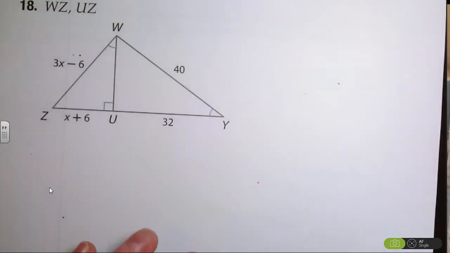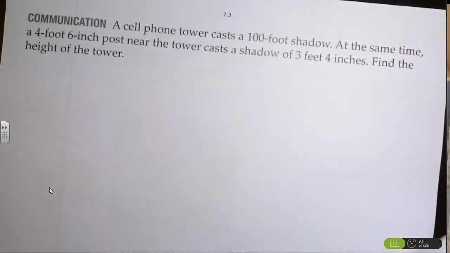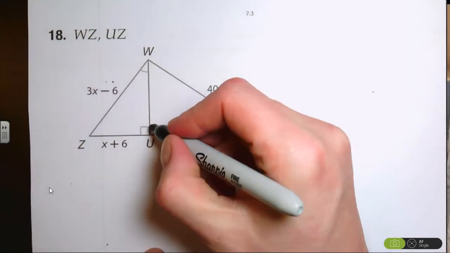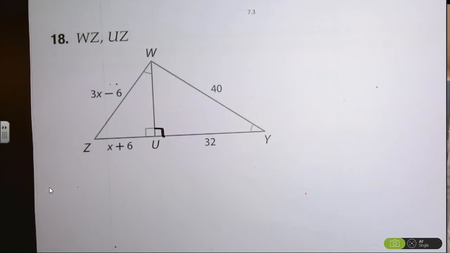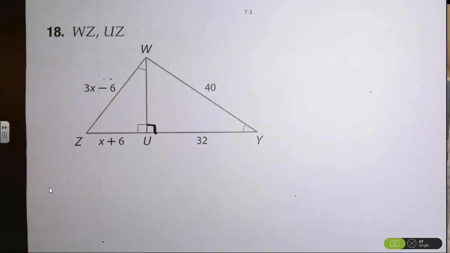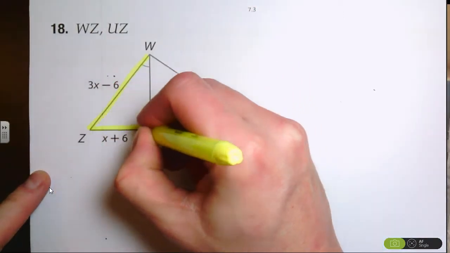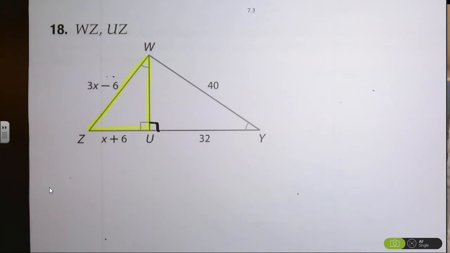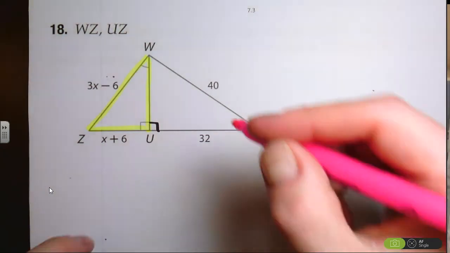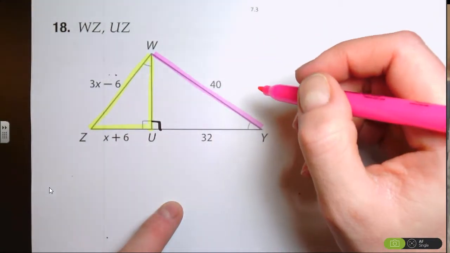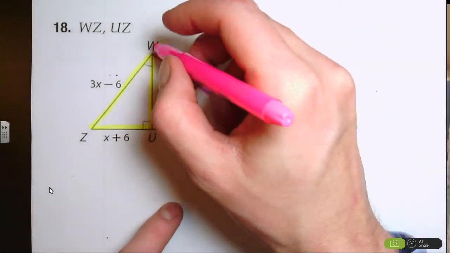All right, number 18. 18 is tricky. 18 is a tricky problem because you have to pay attention to the fact that that's a right angle. And your actual similar triangles are triangle WZU and triangle YWU.